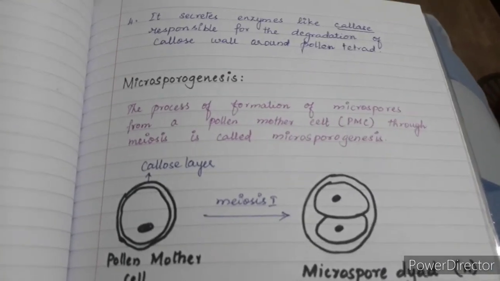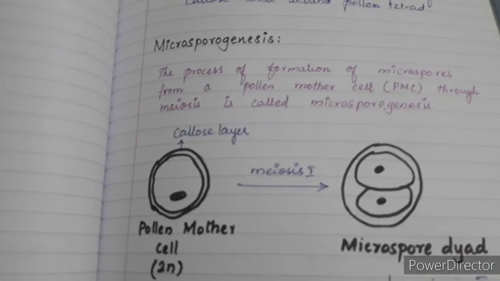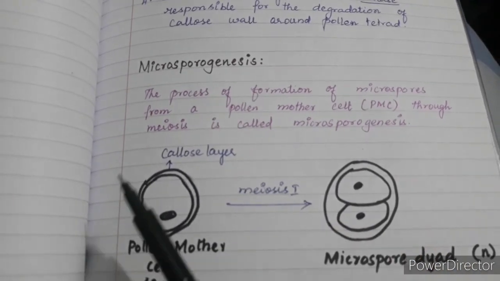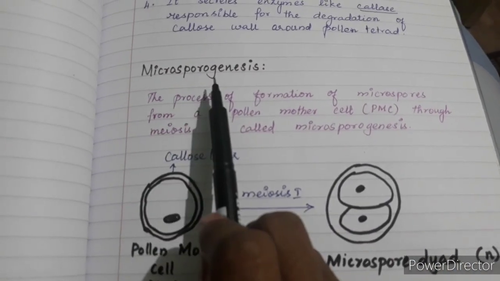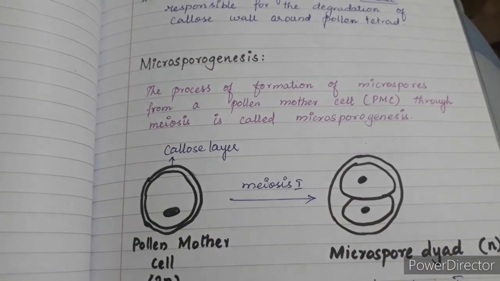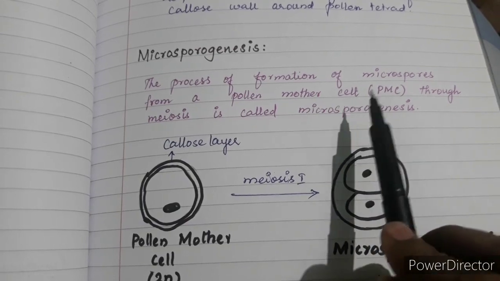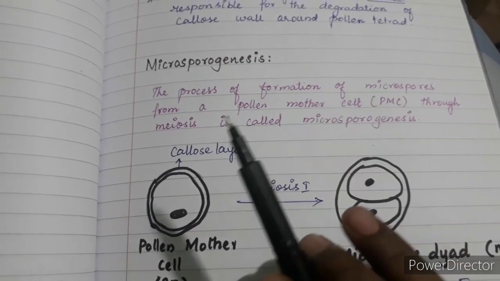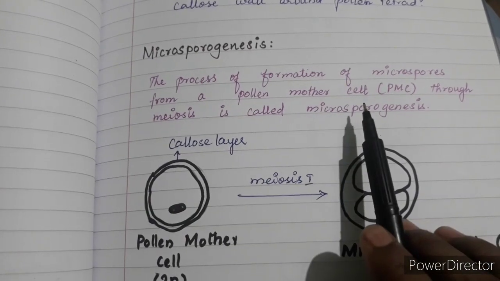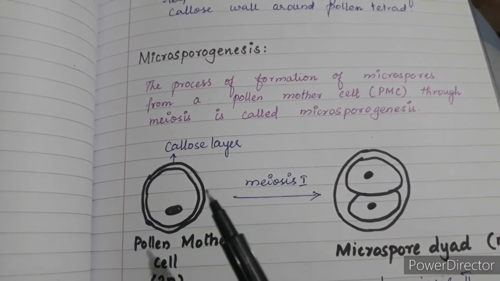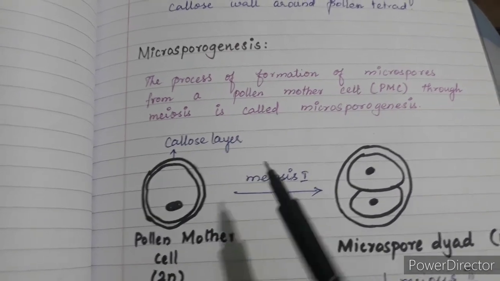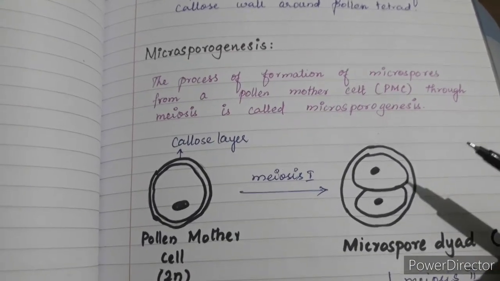Today we are going to look at the next topic, microsporogenesis. Genesis means formation, so it is the formation of microspores. How do the microspores form? From the microspore mother cell, which is also referred to as the pollen mother cell, by meiosis. Is that clear? So it is a process of formation of microspores from the pollen mother cells by the process of meiosis.